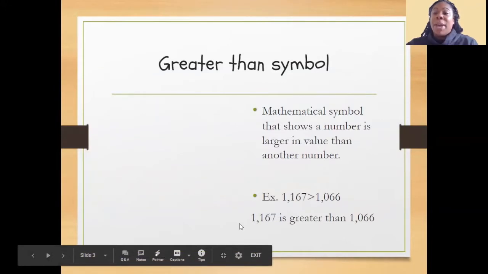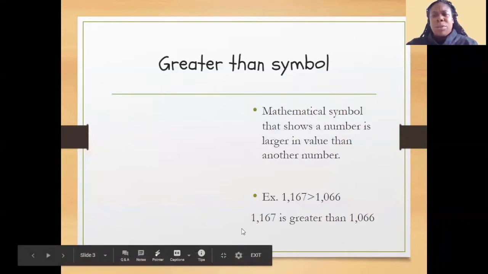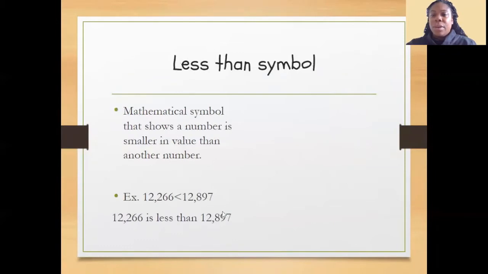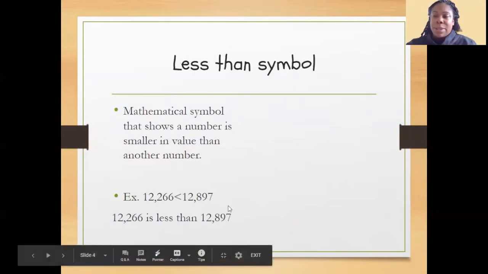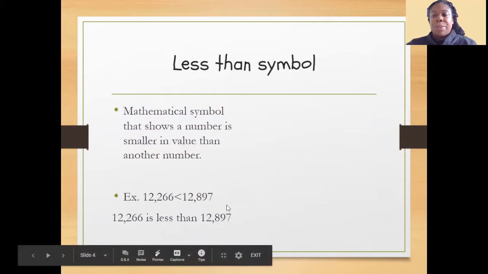Before I start comparing, I wanted to show you what the symbols look like, just to jog your memory. The greater than symbol is a mathematical symbol that shows a number is larger in value than another. For example, 1,167 is greater than 1,066. The less than symbol is the opposite of the greater than symbol. It shows a number is smaller in value than another number. Our example would be 12,266 is less than 12,897.